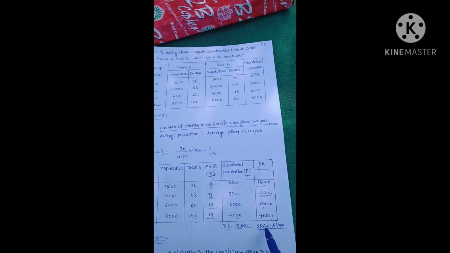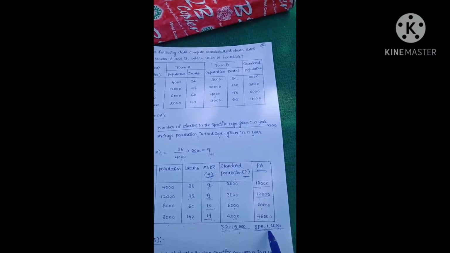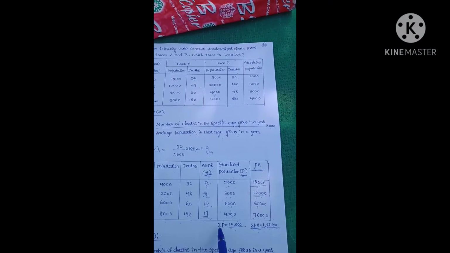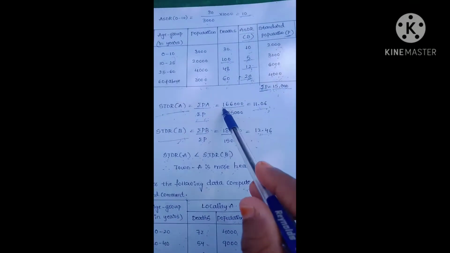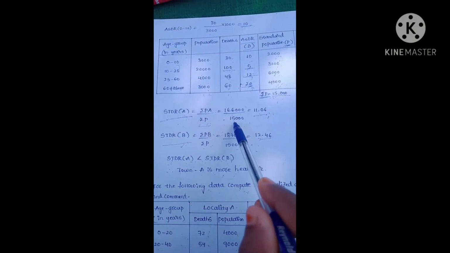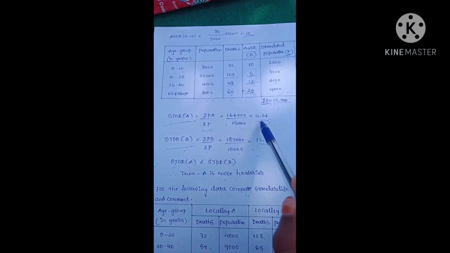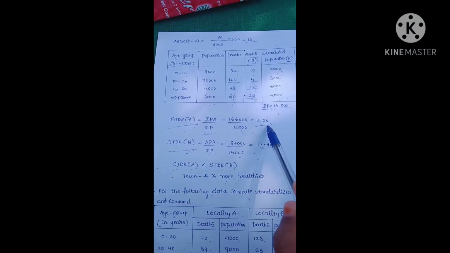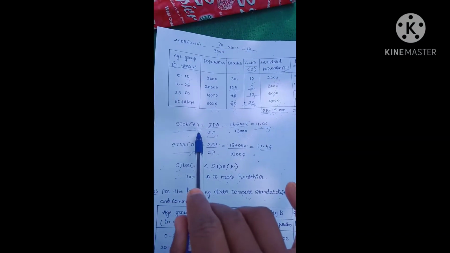Already we have calculated the summation of PA values. Summation of PA value is 1,66,000 and summation of P value is 15,000. 1,66,000 divided by 15,000. Divide these two values, then we get 11.06. This is the value for STDR A.